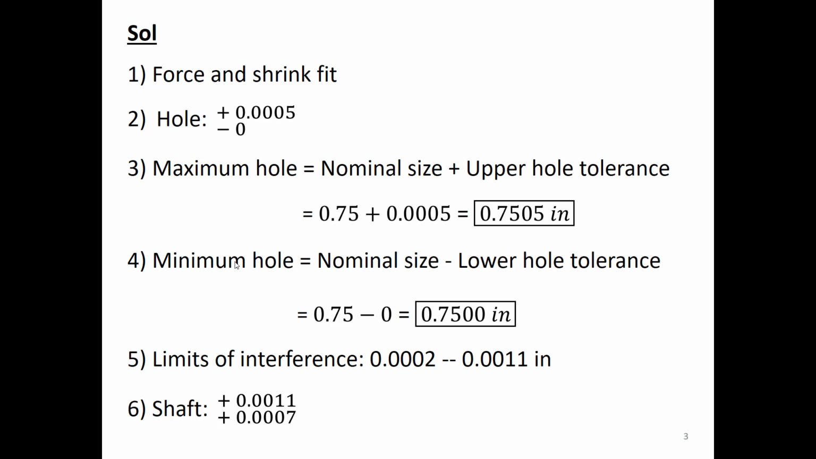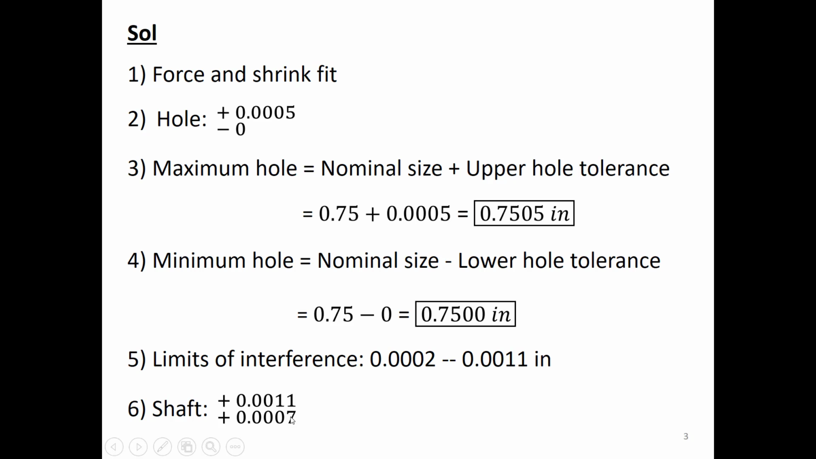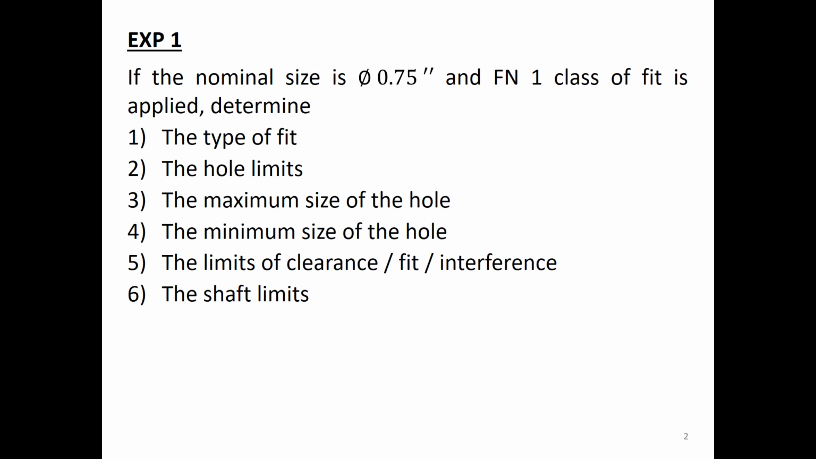And for the limits of interference, we would have to go back to the table here. So it's 0.75, so this is a limit in between, from 1.1 until 2. So if I bring it here, it's from 2 until 11. So this is the limits of interference. And this was the example.